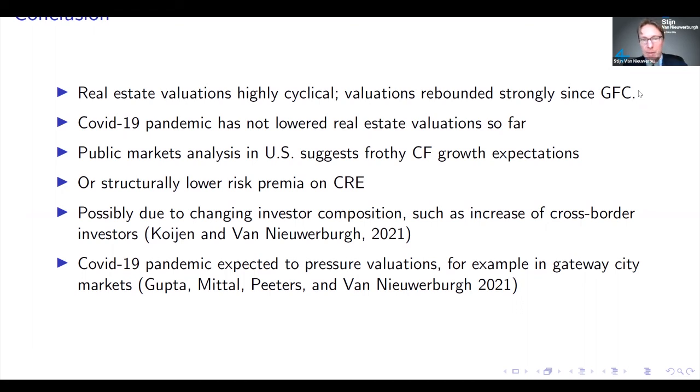And then finally, this application to single family and multifamily REITs suggests that the COVID-19 pandemic has changed the landscape for real estate valuations. For example, the premium to urban versus suburban real estate has reduced, and in some contexts even reversed. And this is a topic that I'm exploring in much more detail in a recent paper with Gupta, Mittal, and Peters.